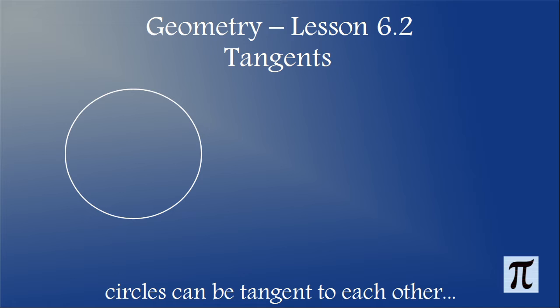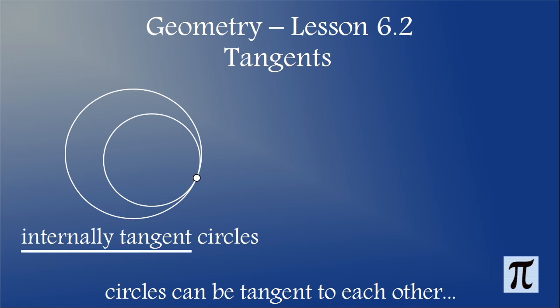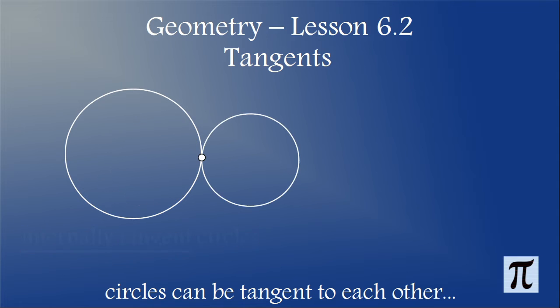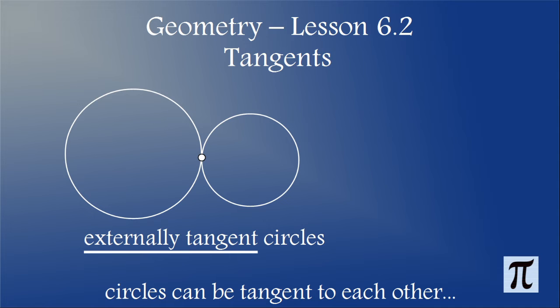Circles can be tangent to each other. Here we have a smaller circle that is tangent to the larger circle at this 1 point. This is what we call internally tangent circles. Likewise, it can be on the outside. These would be externally tangent circles.